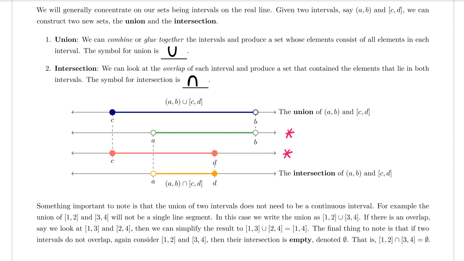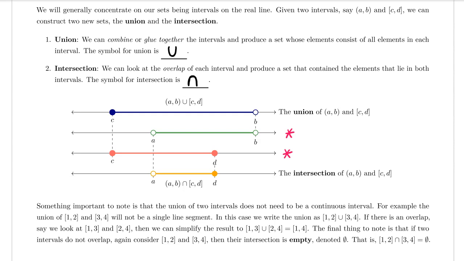Something important to note is that the union of two intervals does not need to be a continuous interval. For example, the union of the closed interval from 1 to 2 and the closed interval from 3 to 4 will not be a single line segment. In this case, we write the union as 1 to 2, union symbol, 3 to 4. If there is an overlap, say the closed intervals from 1 to 3 and 2 to 4, then we can simply write the result and simplify it as 1 to 4.